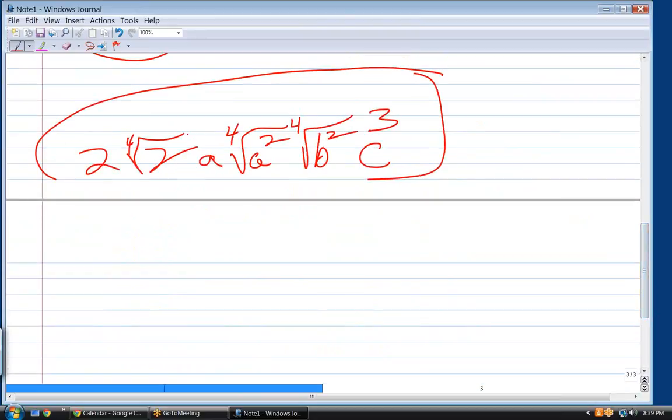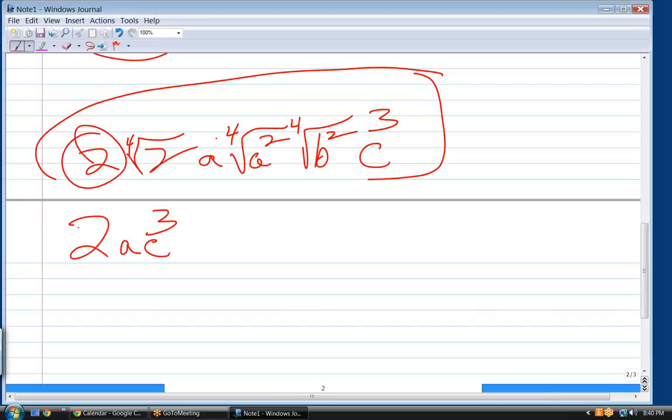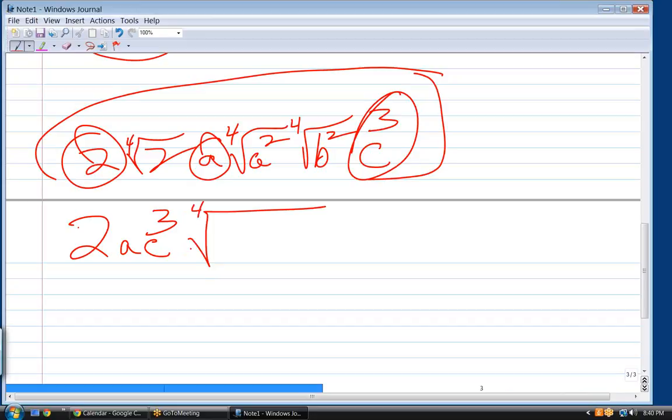I could take everything that's outside the radical sign and put it together. So we have 2ac cubed, which covers that, that, and that. Everything else is under the fourth root sign. So I can put everything else, if I choose to, like that.